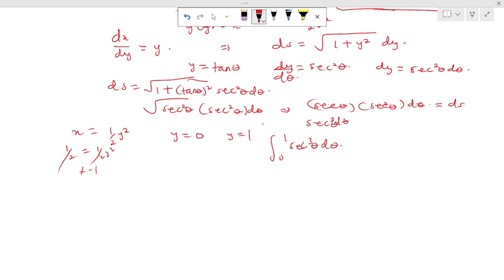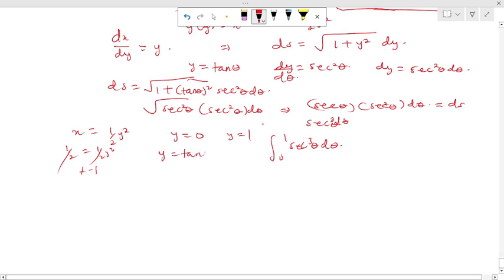So once I get this expression, I know that my y is 0 to 1, right? But now we have left the y domain. We are now in the theta domain. So we also have to shift all the way from y to theta domain. But what is my y? Remember, my y is the same as tan theta. So if y is 0, what angle of theta will give me 0? That is 0. So my lower limit will still remain 0.